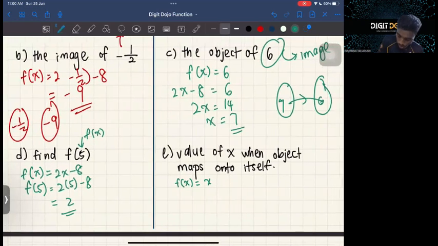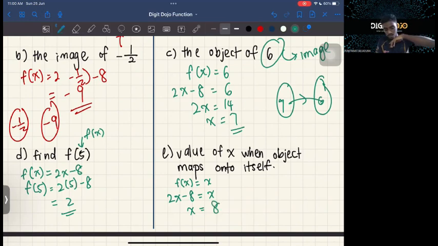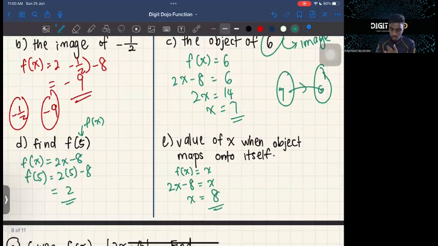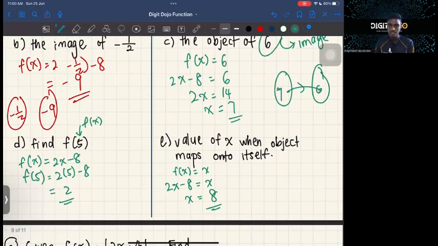So f(x) is 2x minus 8. You have to put it equal to x, maps onto itself, equal to x. So you move this x here, x, and negative 8, bring that side, it will become 8. So the value of x when the object maps onto itself is 8. Okay, that's the value of x. Always remember, maps onto itself means equals to x.